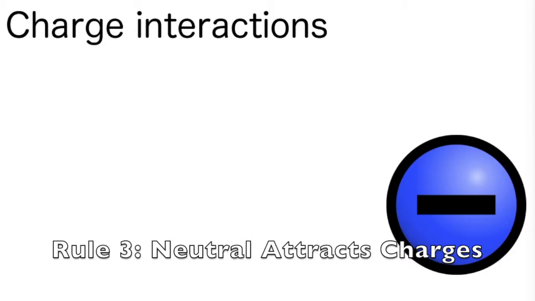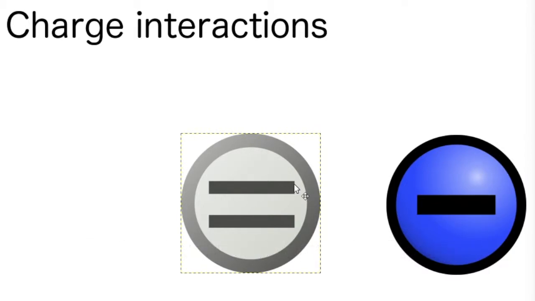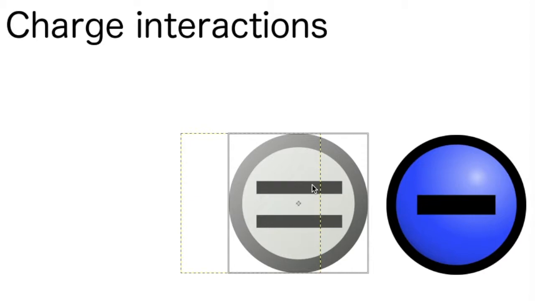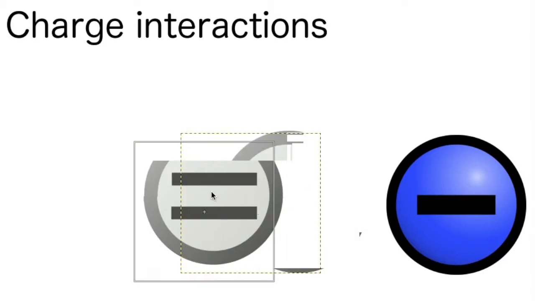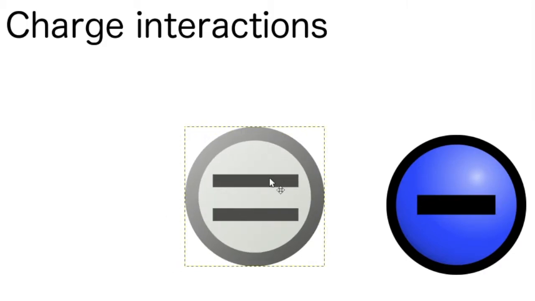But what about neutral objects? Neutral objects are a strange case, because while you might expect them to not interact with any charges or other neutral objects at all, it turns out that a neutral object is going to interact with any charged object. In fact, a neutral object is always going to be attracted to a charged object.